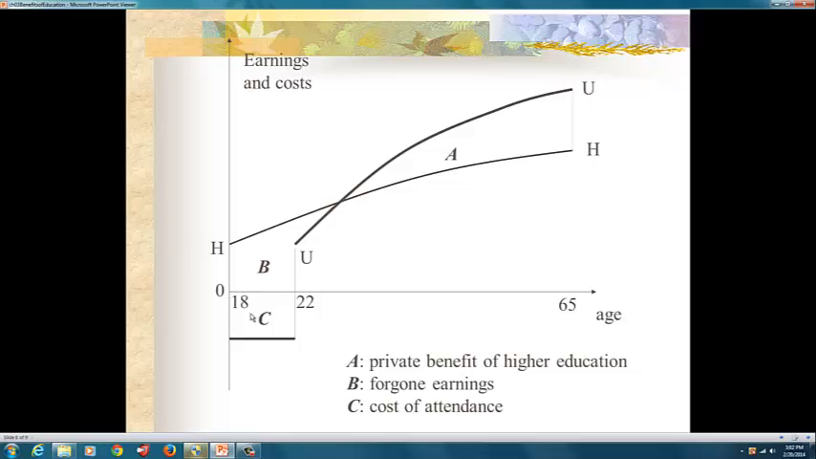That dis-savings is because of the cost of attendance, and your income is 0. Now, the cost of attendance includes things like books, transportation, room and board, food, parties. Don't forget parties, that's important as well. And clubs. Okay, so this B here is the foregone earnings.